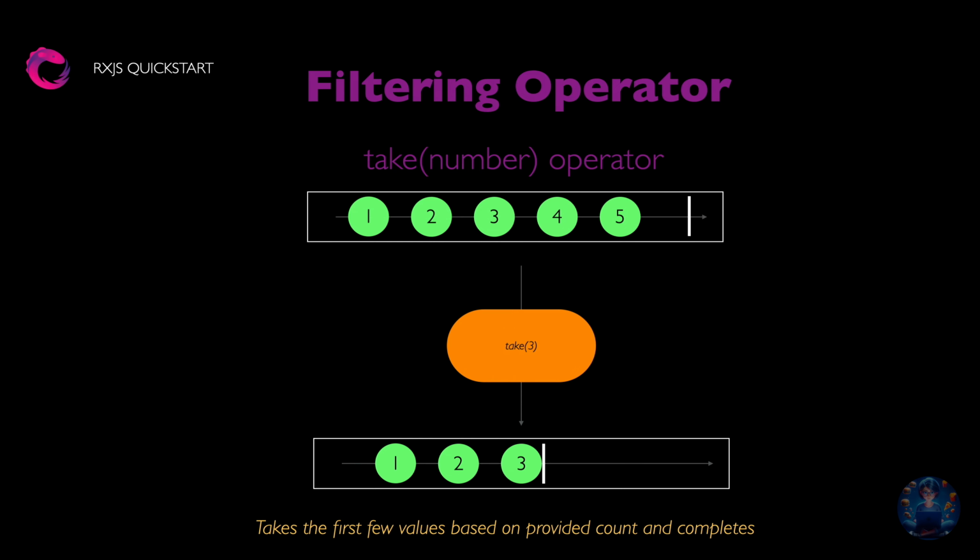Take operator limits the emission from an observable based on the provided count. It accepts a number. So if you say take 3 in this example, although the source observable is emitting 5 values, take will make sure only the first 3 values reach the observer. And as soon as the first 3 values are emitted, your source observable will complete. Let's try out a few examples to understand it better.